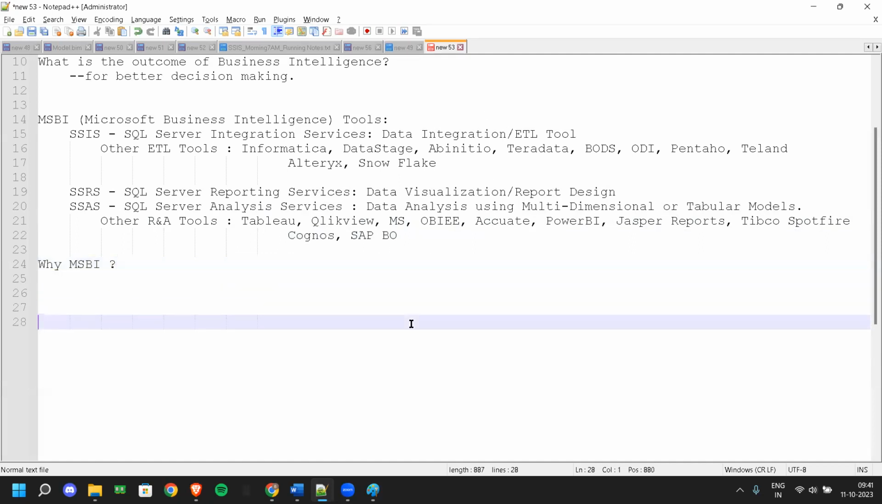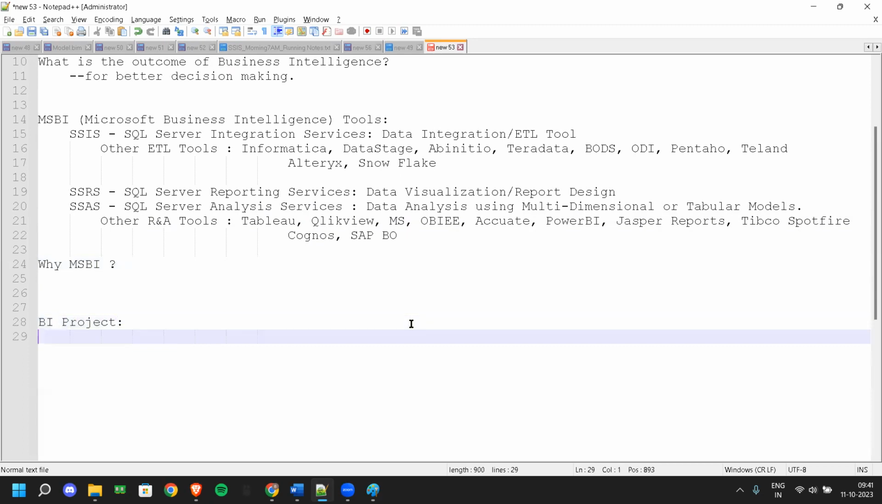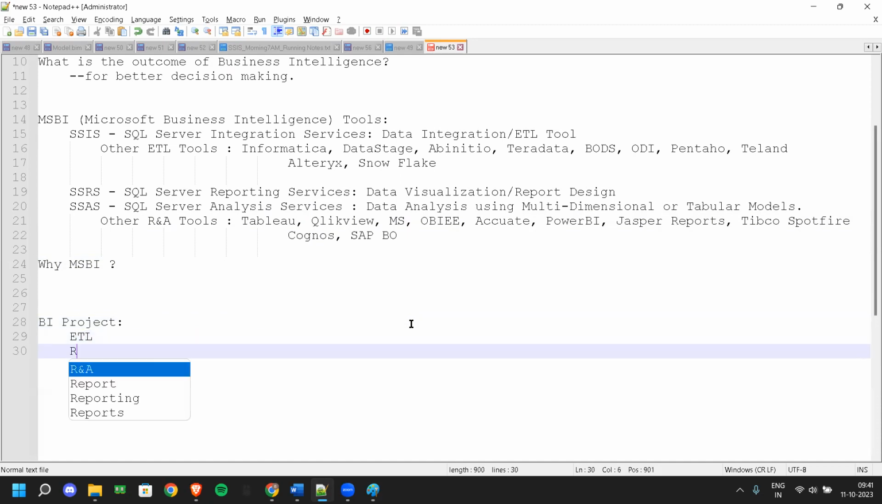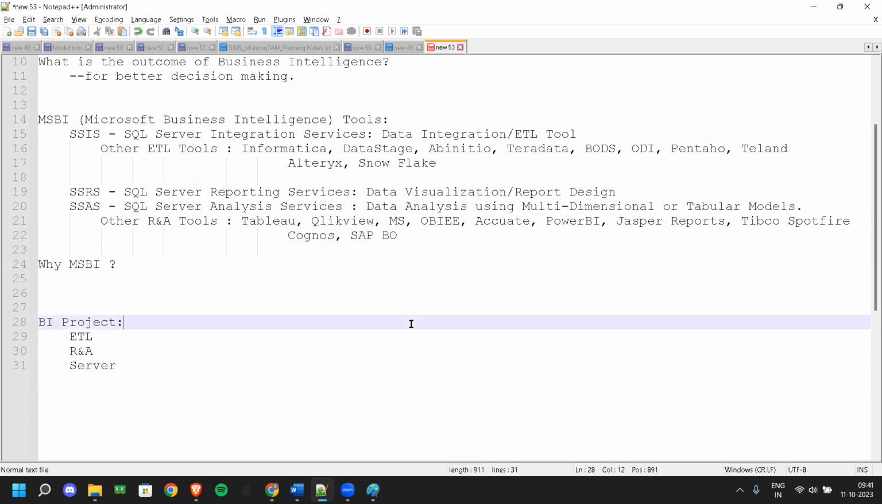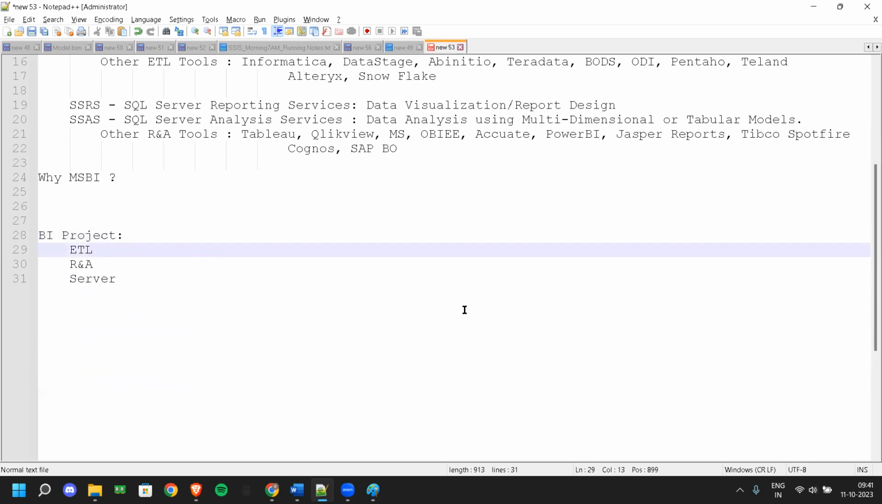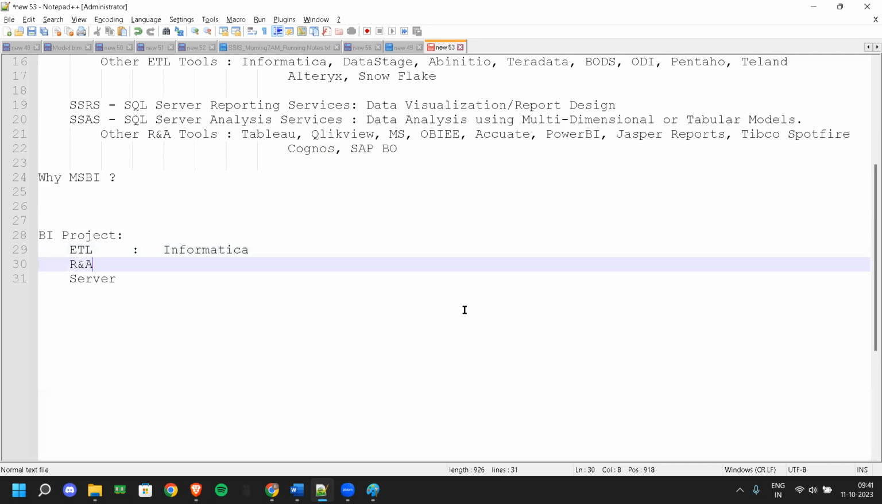Sir, in our company, we have a BI project. BI means ETL, reporting and analysis, and we need a server from an infrastructure standpoint. For ETL, I would go ahead and purchase Informatica because I was not aware of MSBI. I had to spend a lot on the Informatica license cost. I am not talking about a personal license, I am talking about an enterprise license. For reporting and analysis, I would go with Tableau.